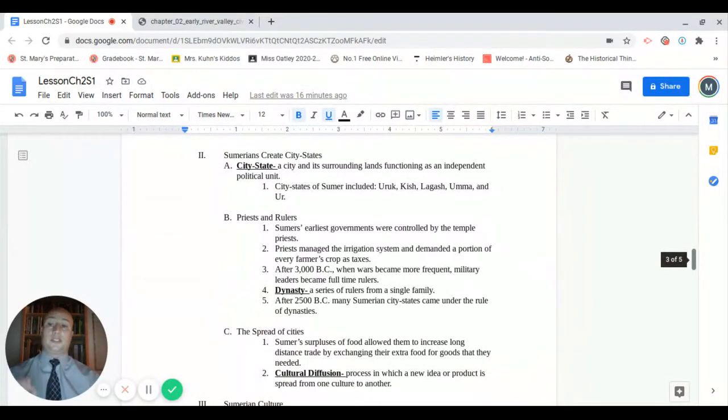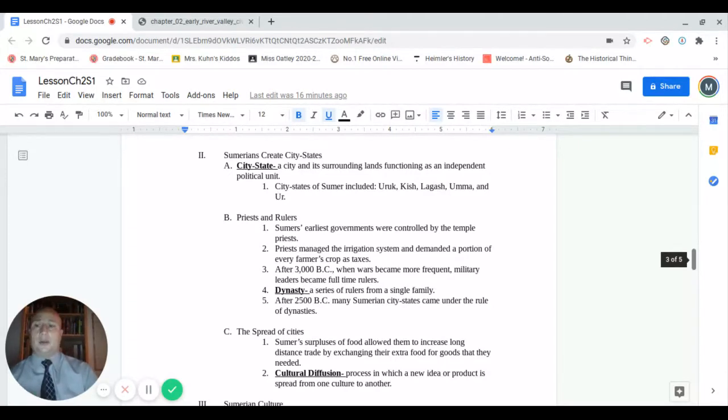Sumerians create what are called city-states, okay? A city-state, this is a really important definition to have because we're going to talk about this when we get to Greece, and then when we get to other regions in the world. But a city-state is simply a city, but also its surrounding land that functions as an independent political unit. Some examples from Sumer would be Uruk, Kish, Lagash, Umma, and Ur. Those are all the major city-states that I showed you on the map a few moments ago.